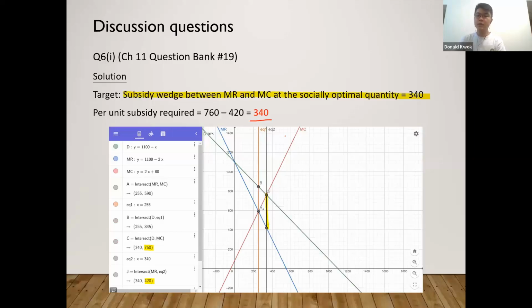Why is this the right amount of subsidy to eliminate the deadweight loss completely? If we provide a per unit subsidy equal to the gap between MR and MC at the socially optimal quantity to the consumers, then the demand and the marginal revenue curve will shift upwards by the amount of this unit subsidy. And ultimately, the new MR will intersect the MC at the socially efficient point C here. So this is why we need to impose the subsidy, which is equal to the gap between MR and MC at the socially optimal quantity.